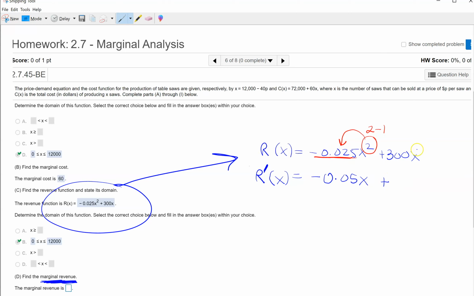Plus, then we have 300x. The derivative of that is just 300, or you can follow your power rule. Understood exponent of 1 times a coefficient of 300. 300 times 1 is 300. Rewrite the base, decrease the exponent by 1. But again, x to the 0 power is just 1, so we don't need to write that. Technically, we're multiplying by the derivative of the base, but that is also just 1, so we don't need to write that.